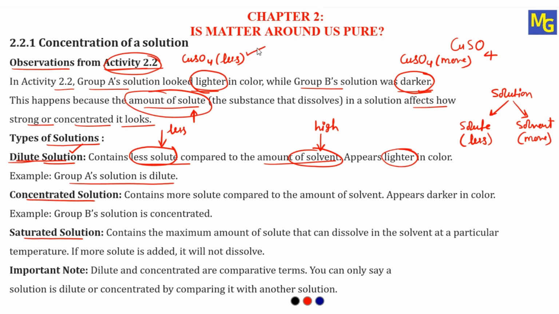The example is group A solution, because group A has used less copper sulfate. Whatever solutions group A and group B prepared, they used copper sulfate and water. Group A used less copper sulfate, that's why they got a light color, and that's why the solution comes under dilute solution.